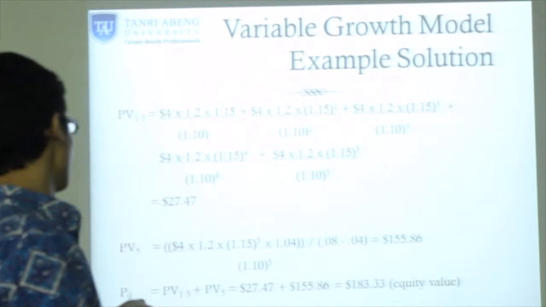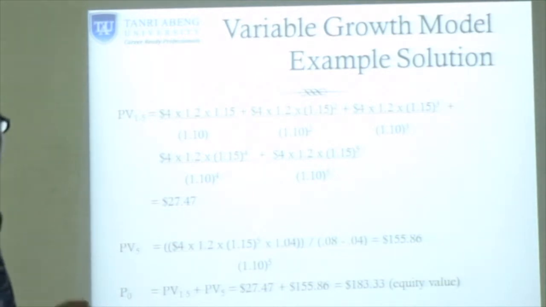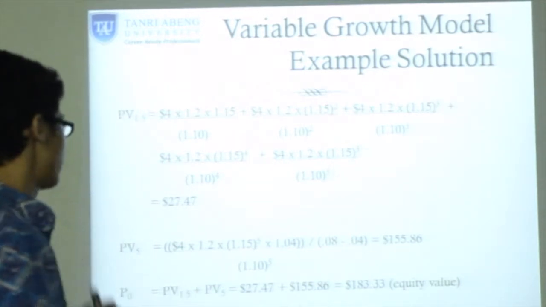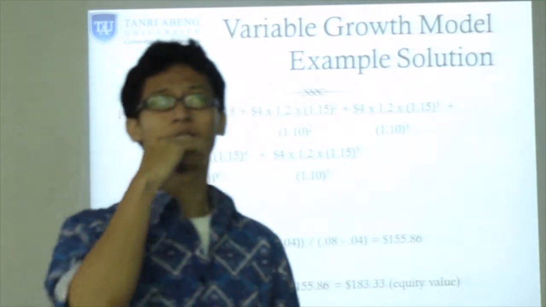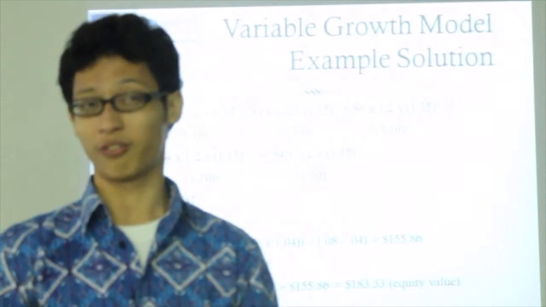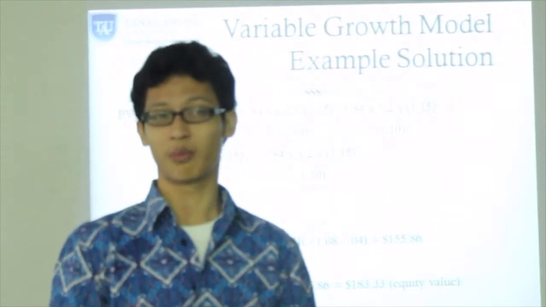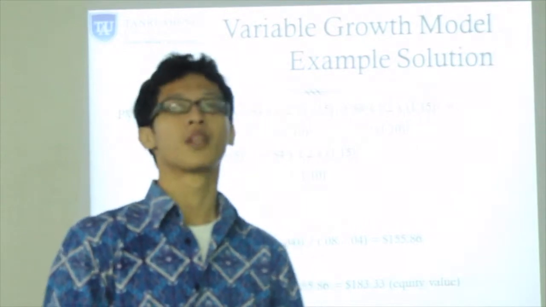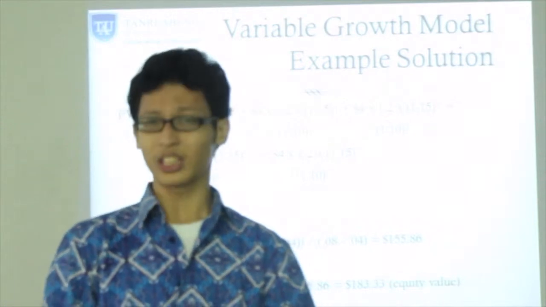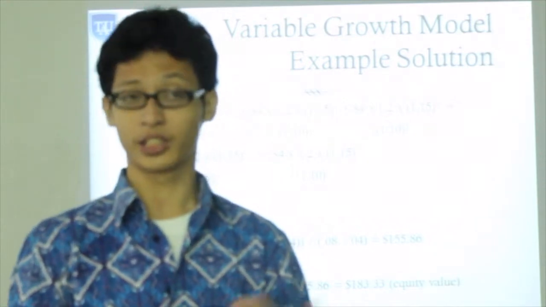First, you can calculate the PV in year 1 to year 5, and the result is 27.47. After that, you calculate the PV in year 5, called the PV of the terminal value. The result is 155.86. After you get the PV in years 1 to 5 and the PV of the terminal value, you can calculate the PO of equity value. The result is 193.33.